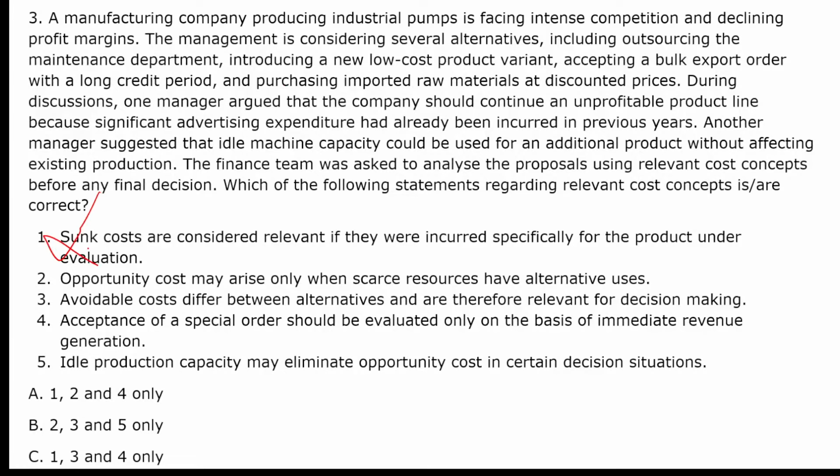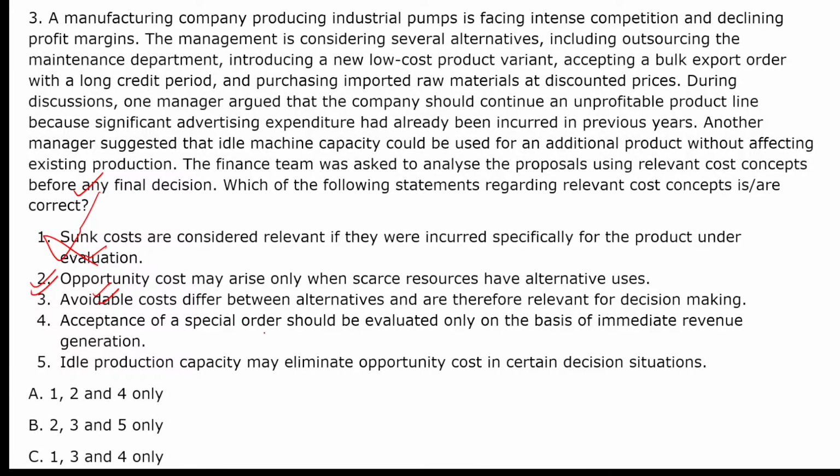Wrong. Opportunity cost may arise only when scarce resources have alternative uses. Correct. If there would have been alternative uses, then we would have taken care of opportunity cost. Avoidable costs differ between alternatives and are therefore relevant for decision making. Correct. This cost was avoidable, right?